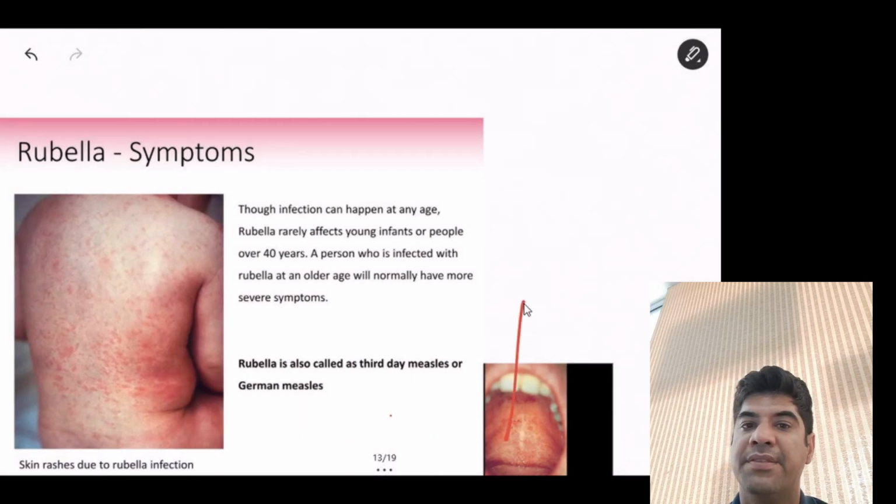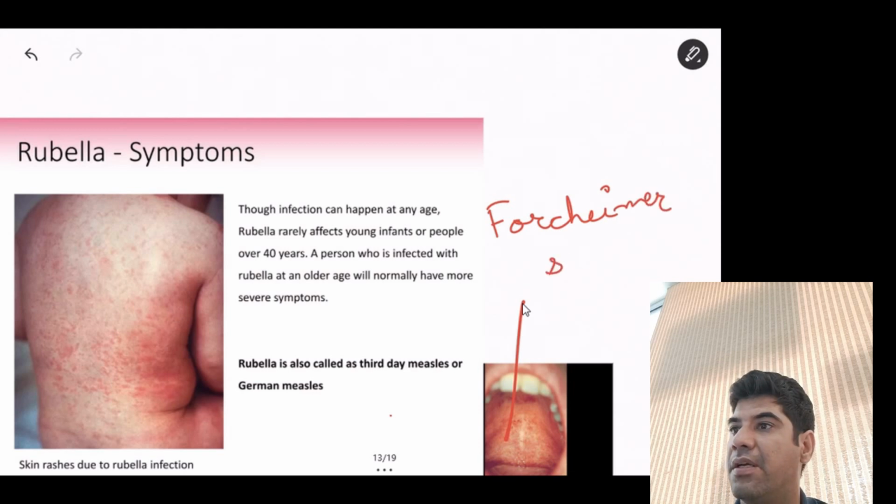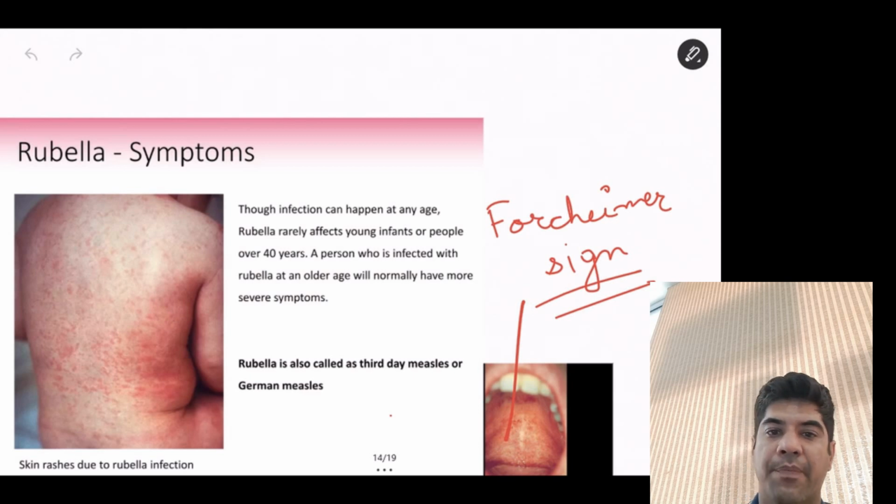Orally you can see oral lesions that are seen on the face. They are known as Forchheimer spots or Forchheimer sign that is seen on the soft palate in case of rubella.